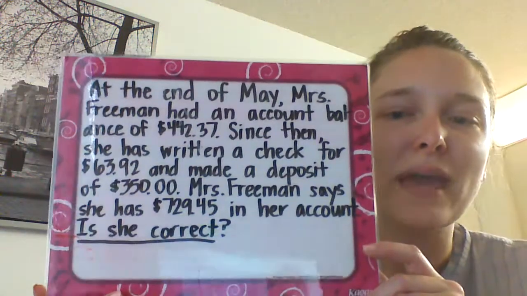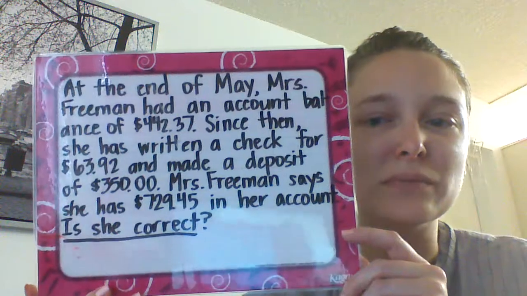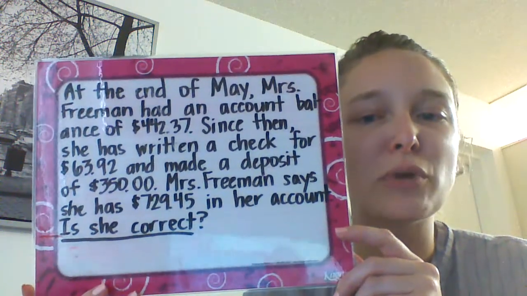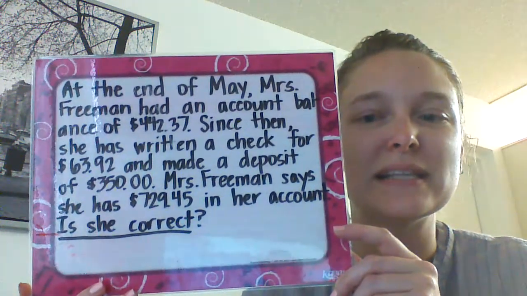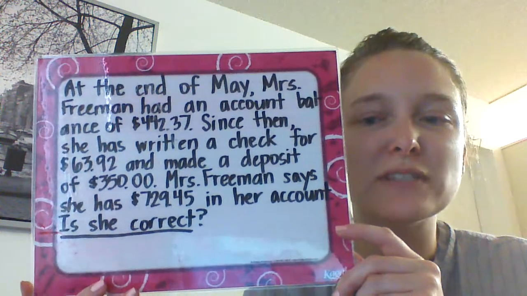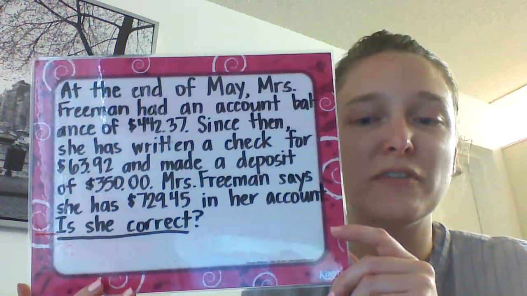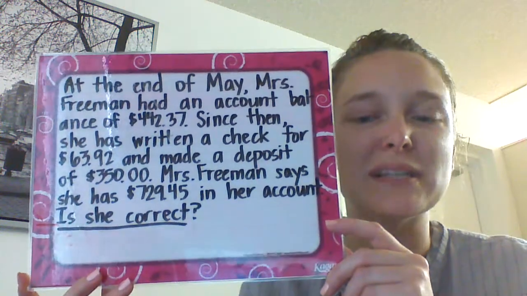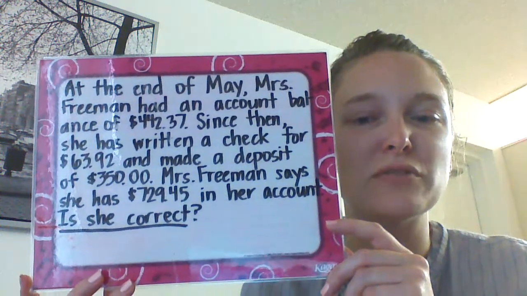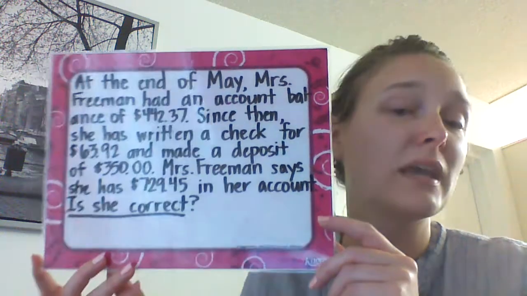At the end of May, Mrs. Freeman had an account balance of $442.37. Since then, she has written a check for $63.92 and made a deposit of $350. Mrs. Freeman says she has $729.45 in her account. Is she correct?